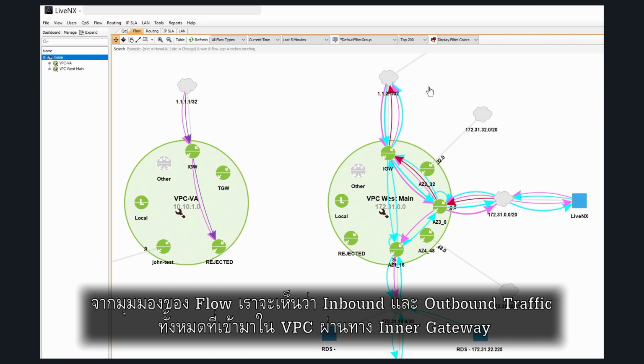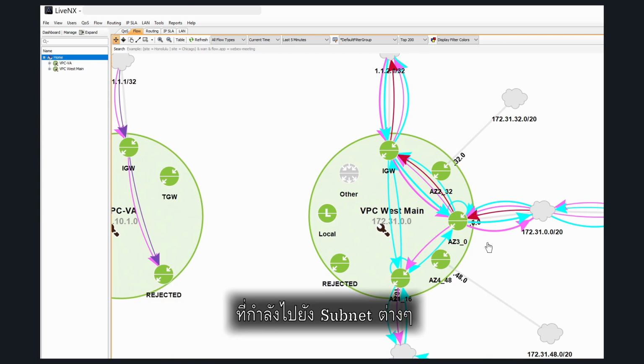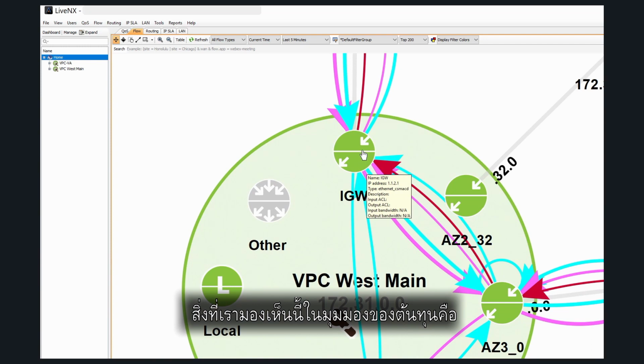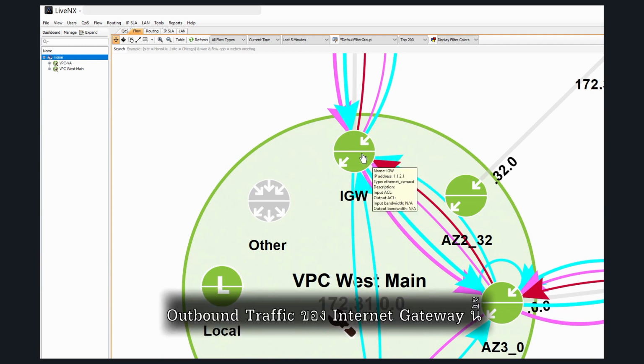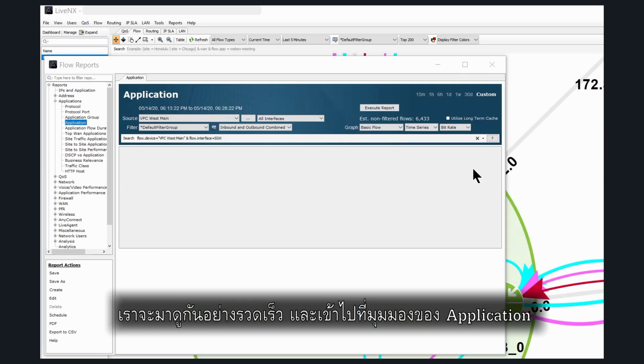And from a flow perspective, we can see all the inbound, outbound traffic coming into the VPC through the Internet Gateway, going to various subnets. So what we're interested in from a cost perspective is really the outbound traffic on this Internet Gateway. So we can take a quick look and drill down into the applications view.